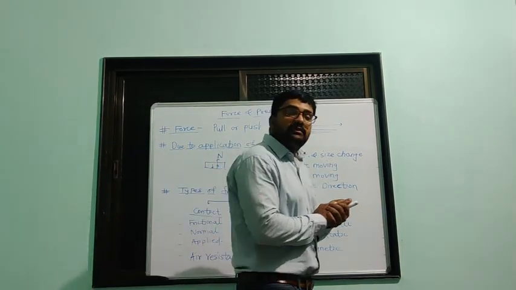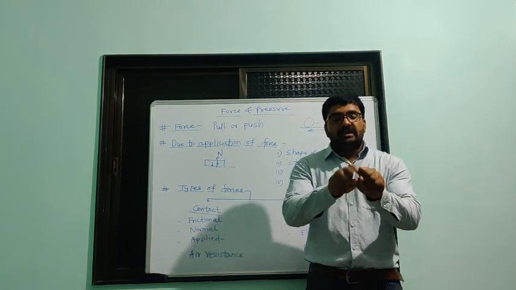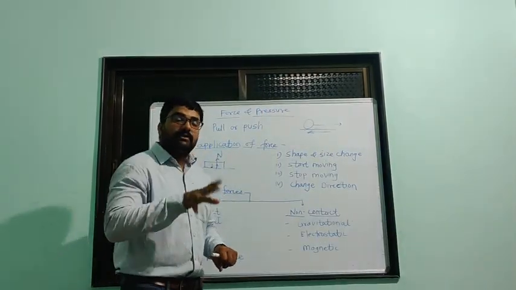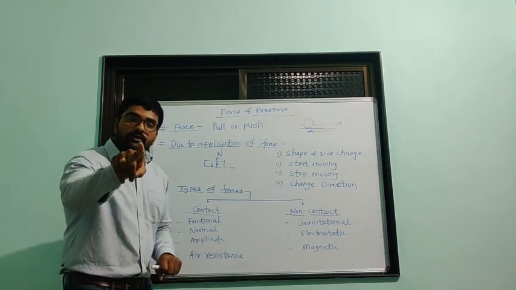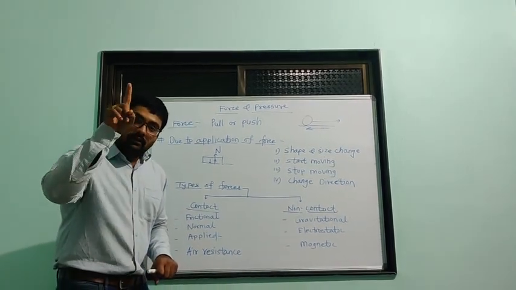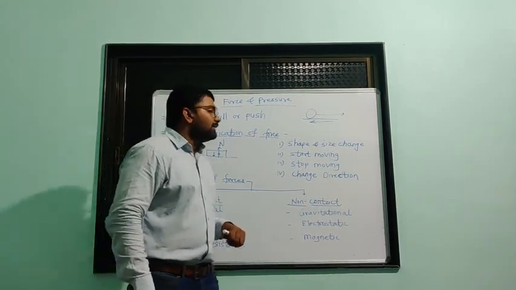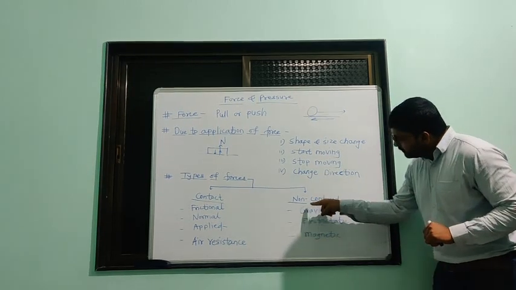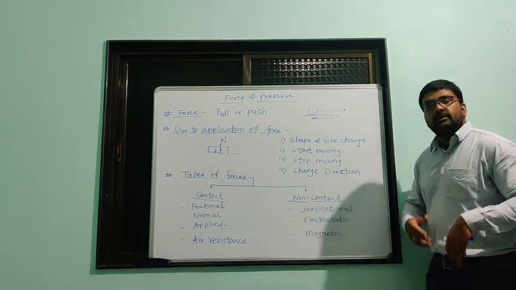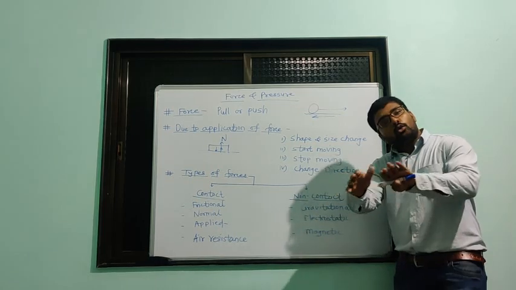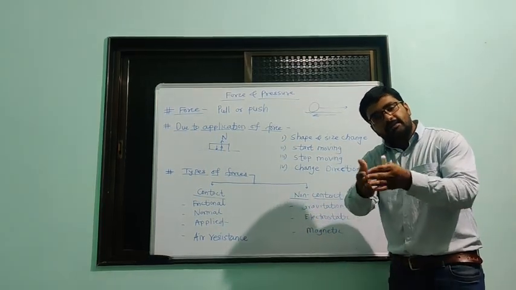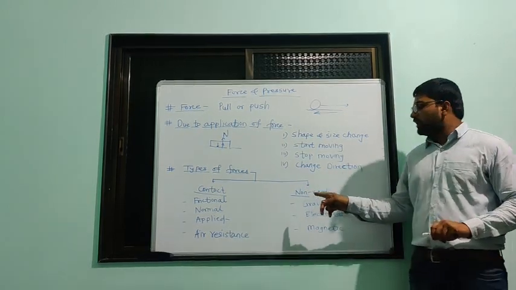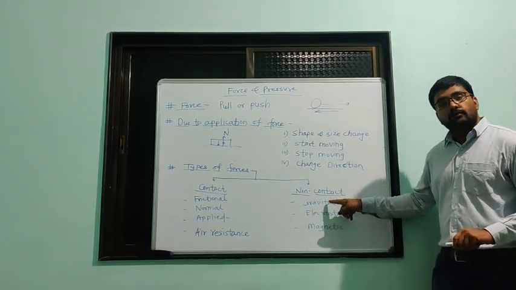Contact force is simply when two objects are in direct contact with each other and a force is present between them, then that force is called a contact force. Now the second type of force is non-contact force. Non-contact simply means two objects are not in direct physical contact with each other. Such forces are called non-contact forces.